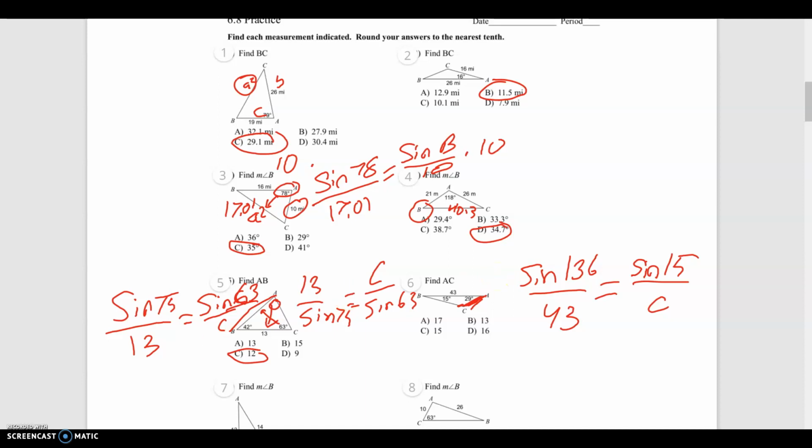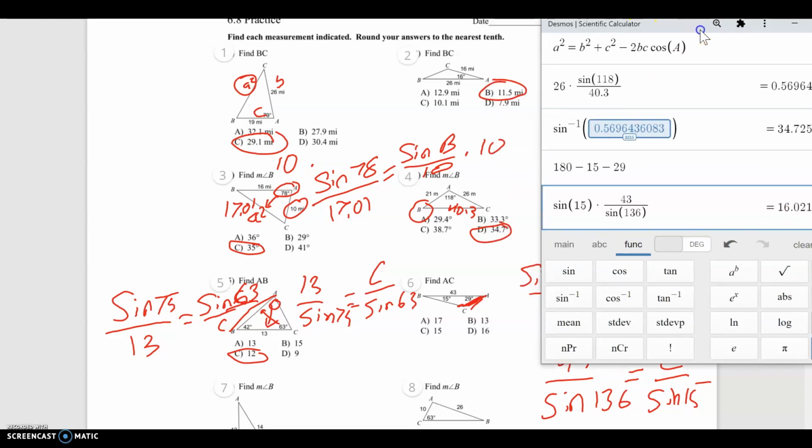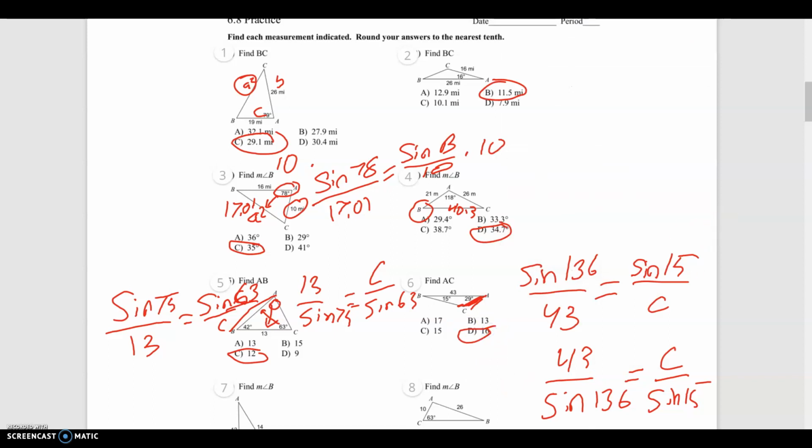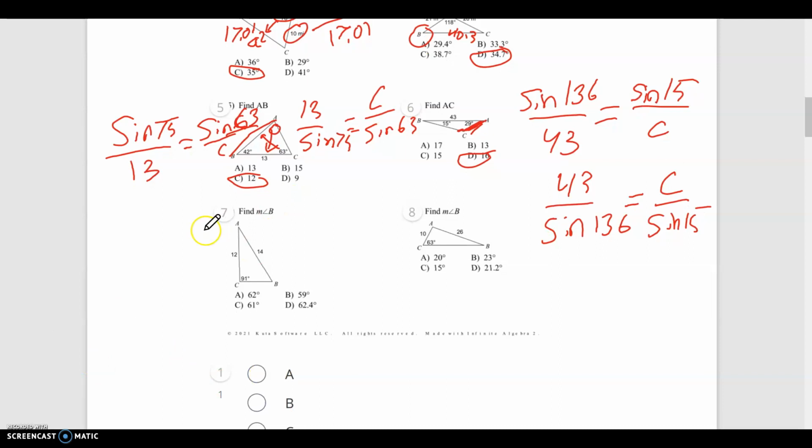I'll flip and go through the same process again. Hopefully you notice that it's pretty straightforward. Times it over to that side. So here we go, this would be sine of 15, this would be 43, right? 43 divided by sine of 136. So my side length is 16, and my answer here should be D. All right, let's finish up with problem 7 and 8.